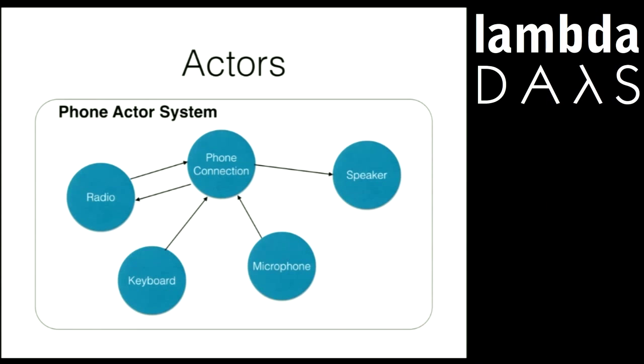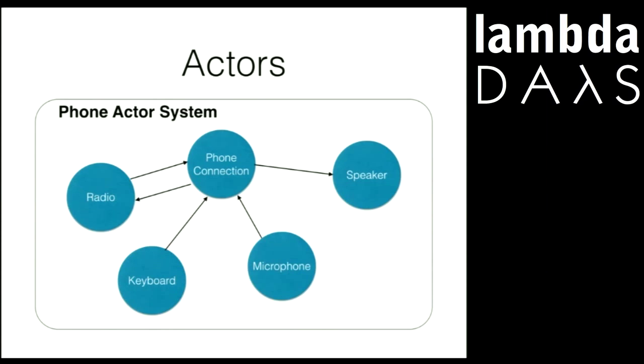Okay, let's talk about actors. So, what are actors? Actors are just objects, just regular objects, but with one difference. The only way they can communicate with the external world is through asynchronous messages. So this is the example of an actor system.